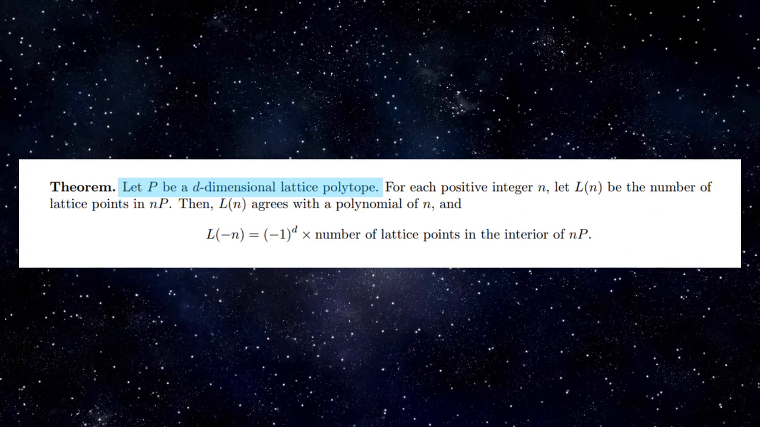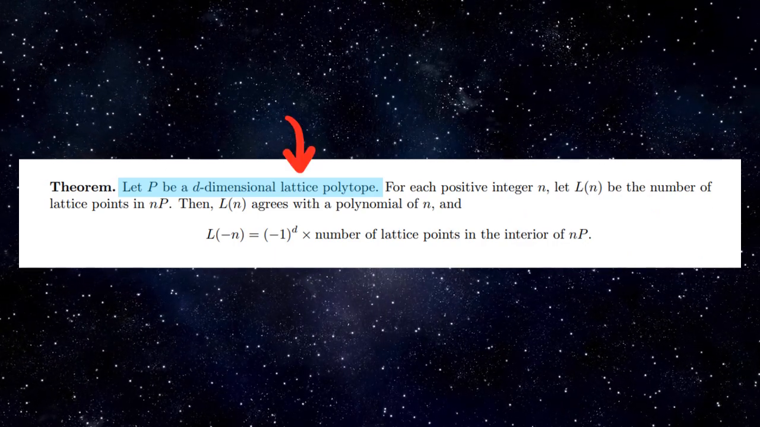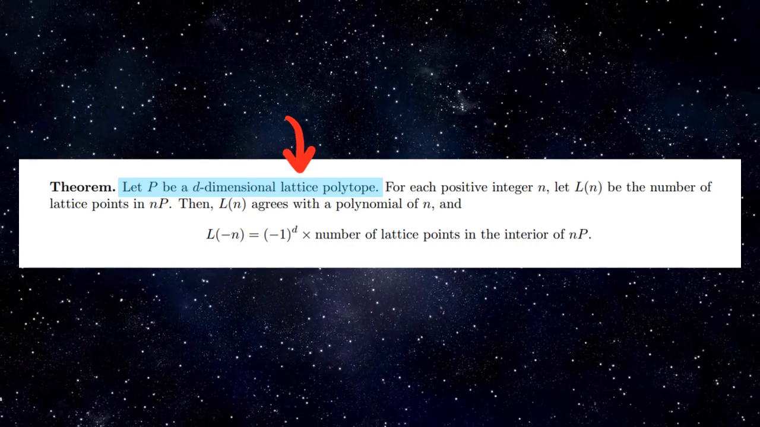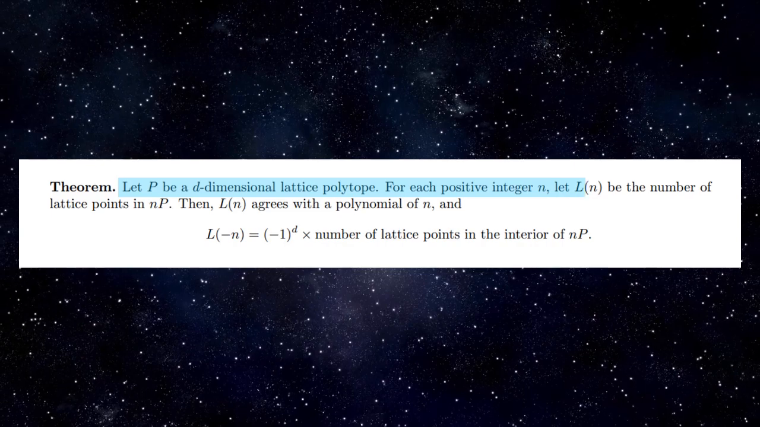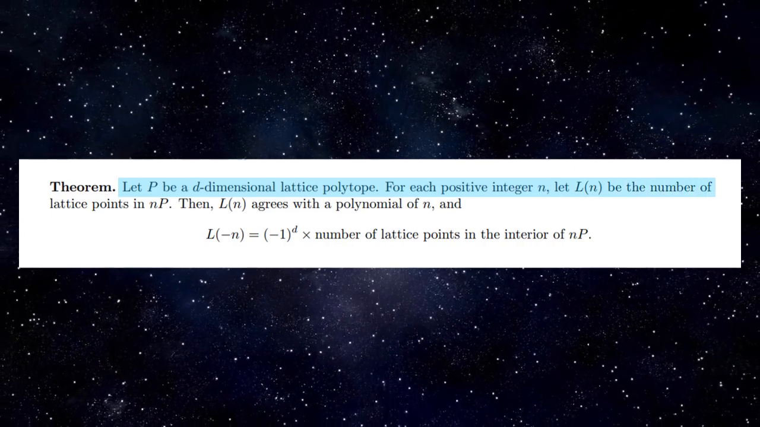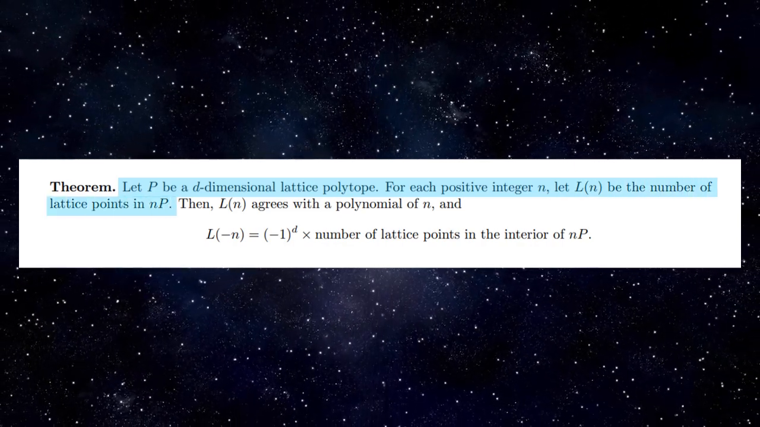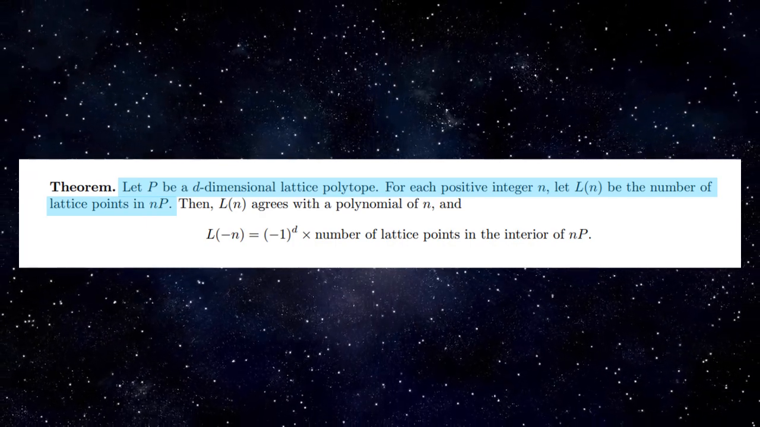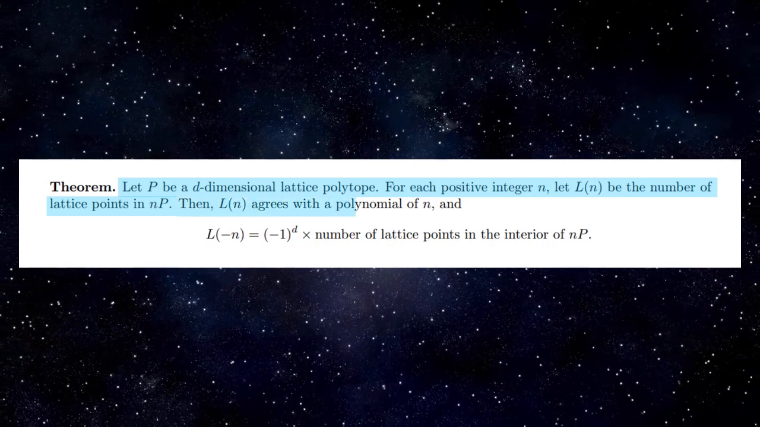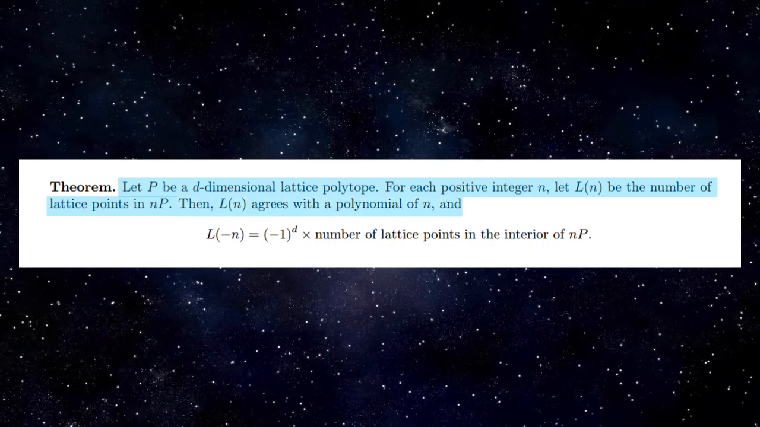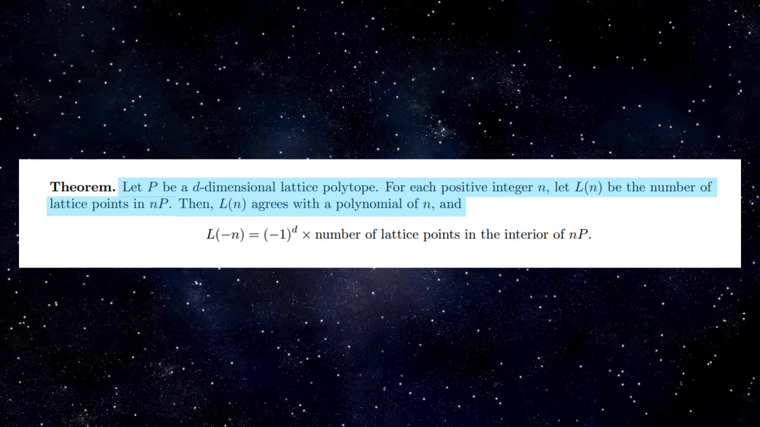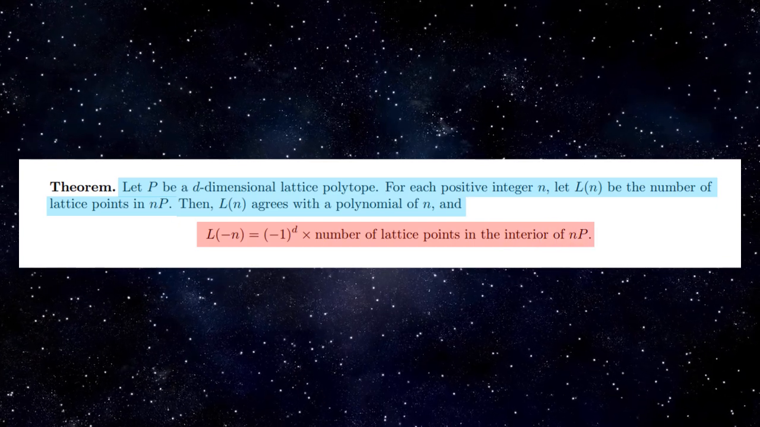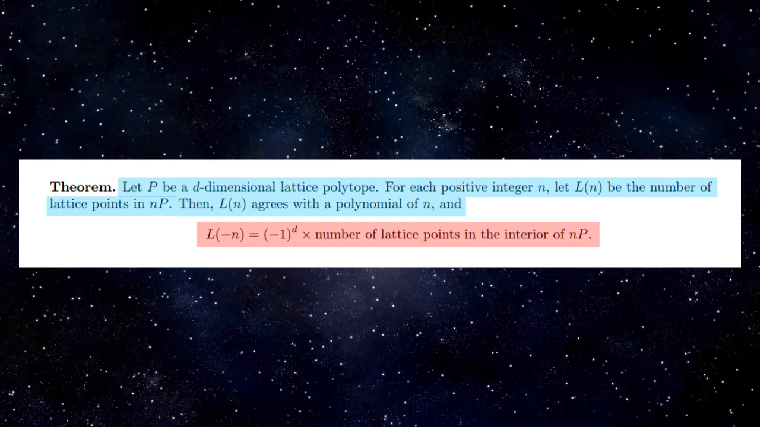And when we put the adjective lattice in front of the word polytope, it just means that all the vertices are lattice points. For any positive integer n, let R of n be the number of lattice points in n times P, which is the polytope you get from scaling P n times from the origin. Then, R of n agrees with a polynomial in n for all positive integers n, and more interestingly, if you replace n with negative n, you get the number of lattice points in the interior of n times P, times plus or minus 1 depending on the dimension.